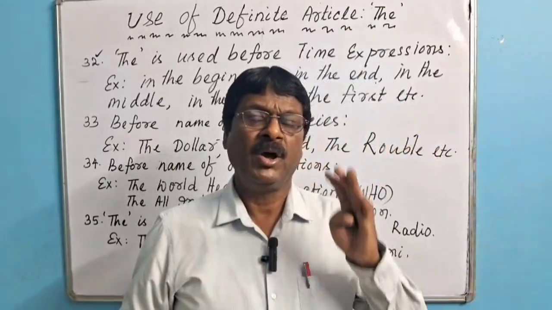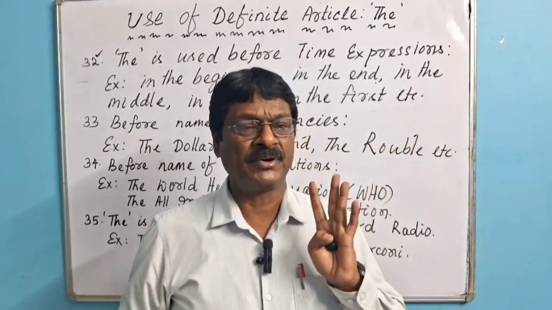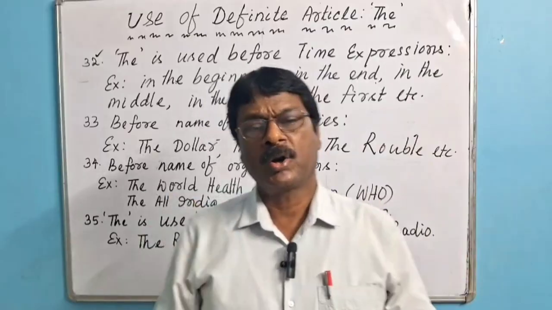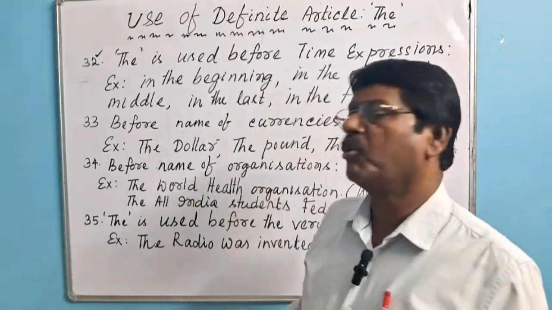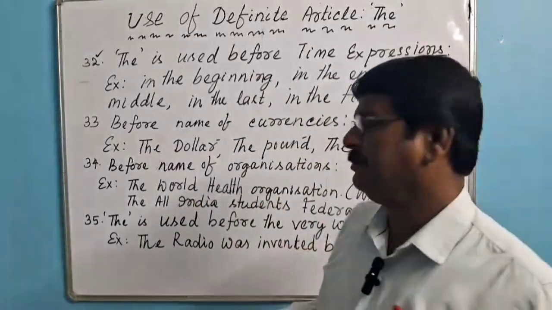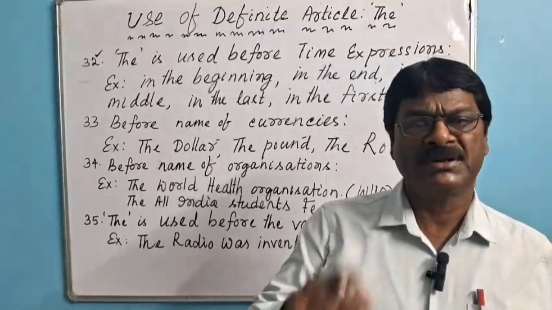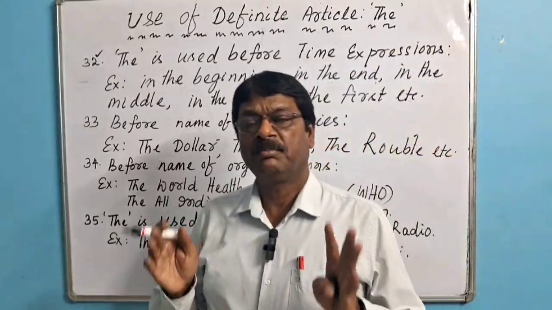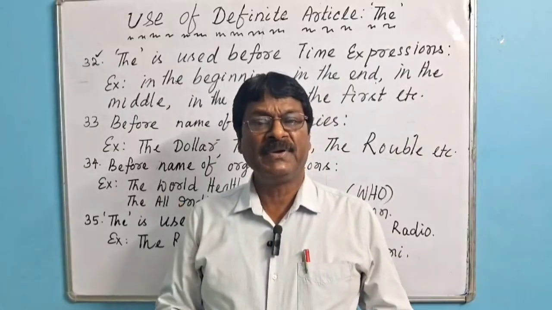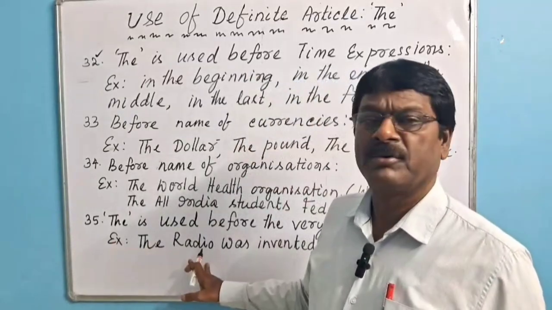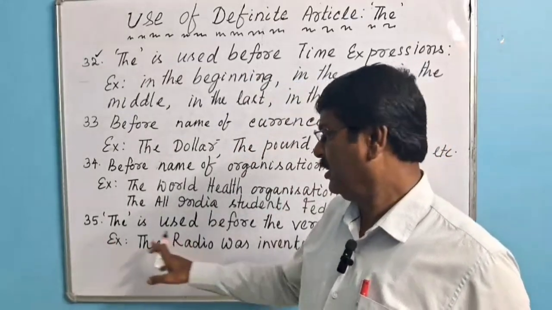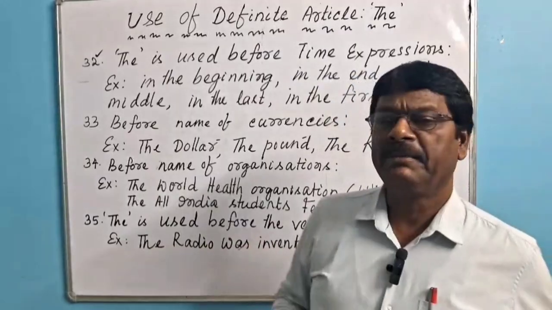Radio is such a word. Always 'the' comes before it, otherwise the sentence will be a wrong one. For example, the radio was invented by Marconi. If we say radio was invented by Marconi, the sentence is incorrect. But 'the' will definitely be used before the word radio, otherwise the sentence will be wrong. The radio was invented by Marconi.